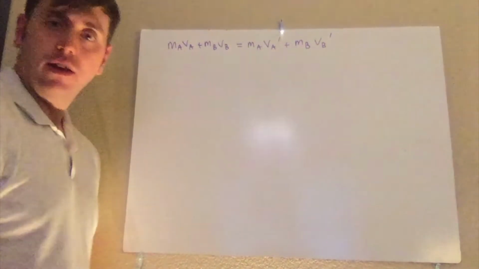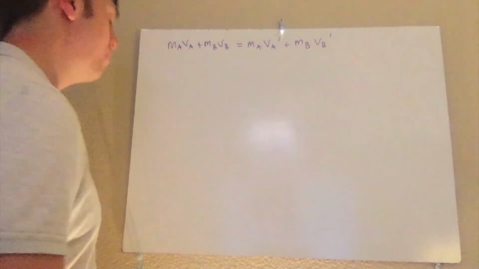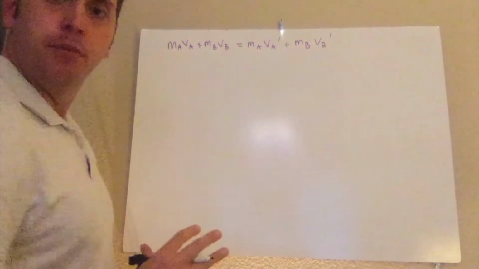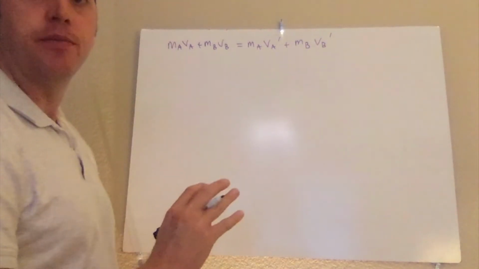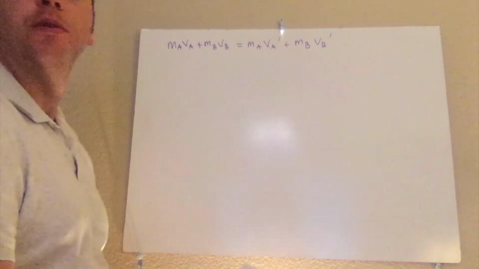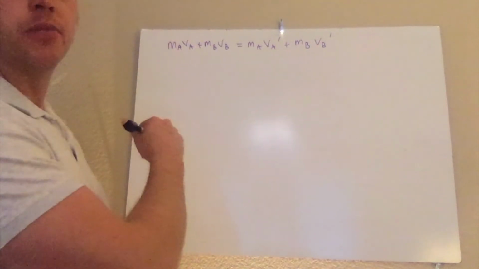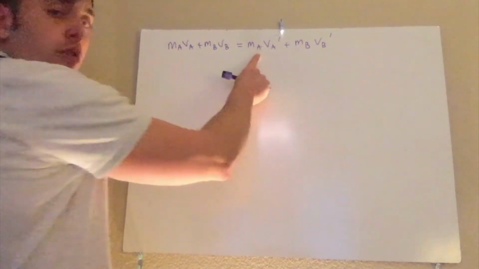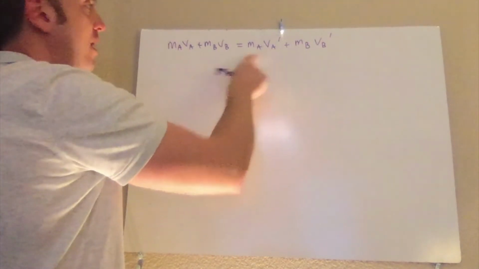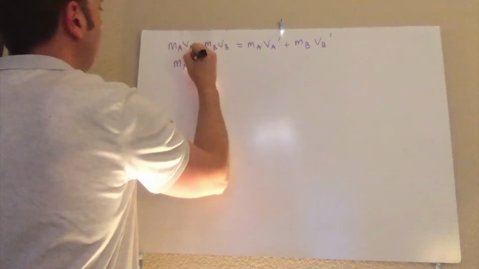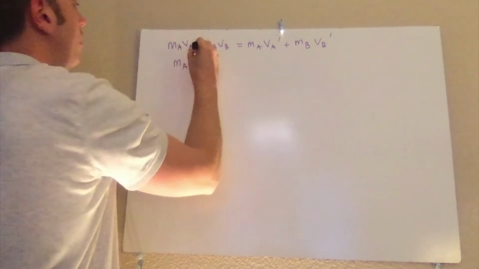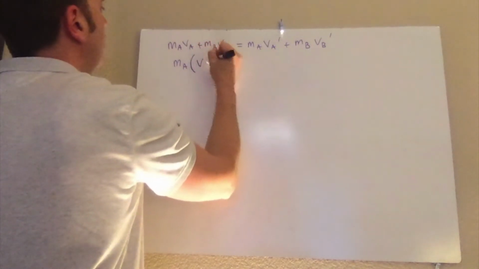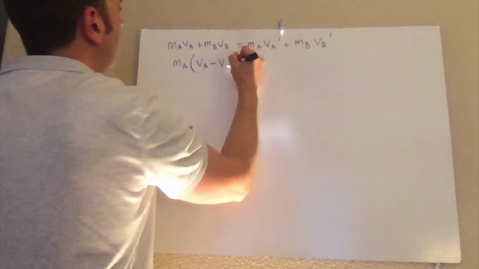What I want to do is take what you see here and rearrange it a little bit, so that we take all the A terms on one side of the equation and move all the B terms to the other side. So how about we do it this way? Let's take all the A terms, move them to the left side. Let's take all the B terms, move them to the right side. In order to do that, I'm going to have to first subtract MAVA prime. I already have MAVA here, so when I subtract this term, it'll be common factor MA times VA minus VA prime.